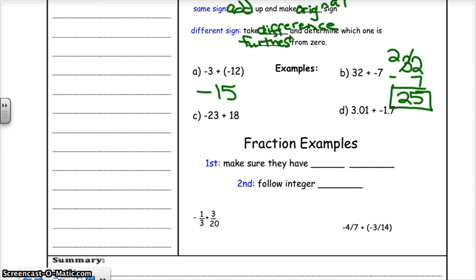Negative 23 plus 18. Cody, same or different? Different signs. Since they are different, I take their difference, 23 minus 18, which is 5. Now I ask myself, which one is further from 0? Negative 23 or positive 18? The negative is further away, so the answer is going to be negative.